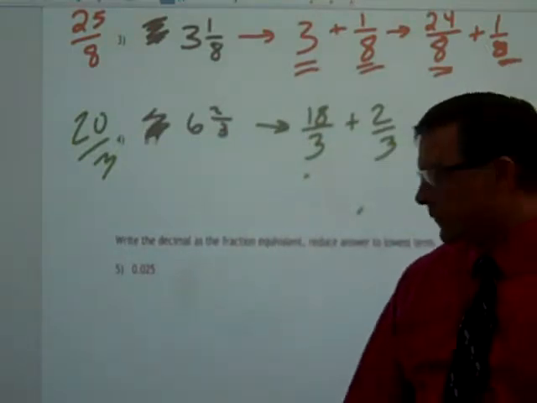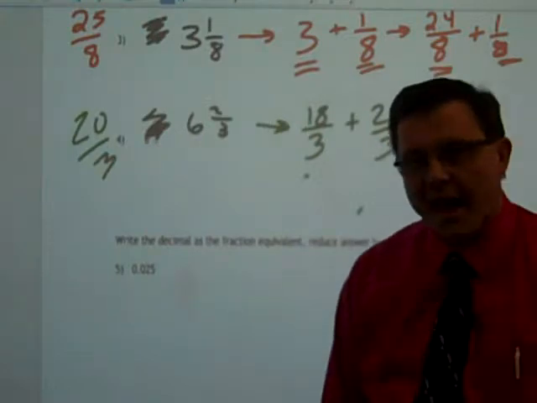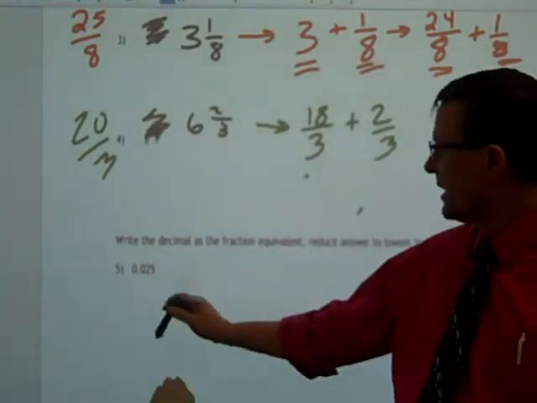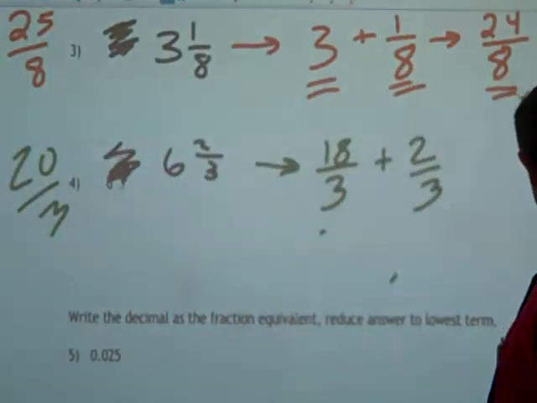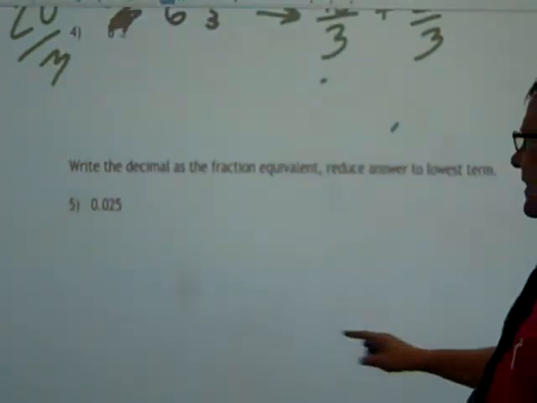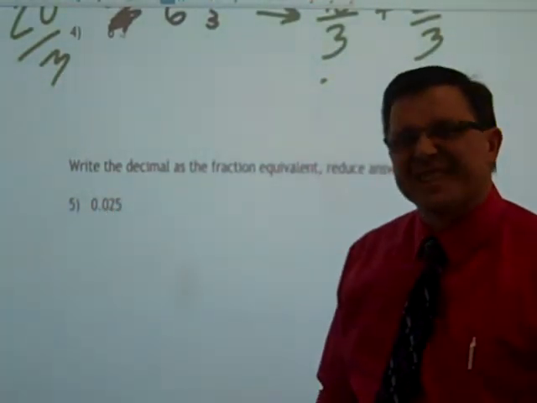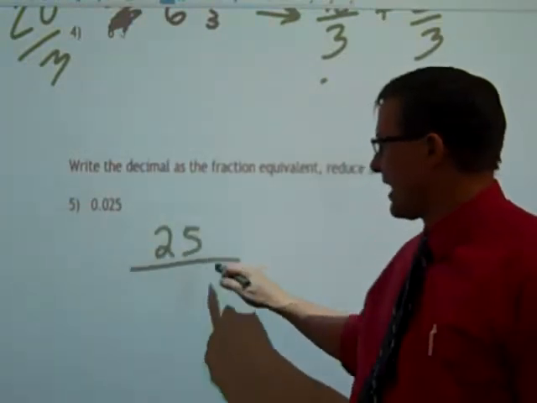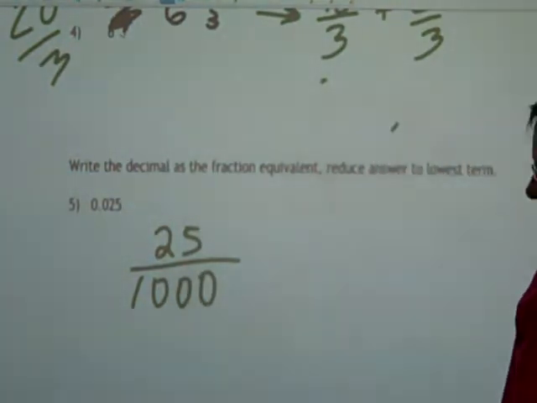All right. Last one on this page. Write the decimal as a fraction equivalent reduced to lowest terms. I love math, and I'll tell you why. Because we all should be able to name this decimal. It is, and I'll make it a little bigger so we can all see it. It is 25 thousandths, right? Well, when I say that, first thing I think of is 25 thousandths. And that's the fraction.